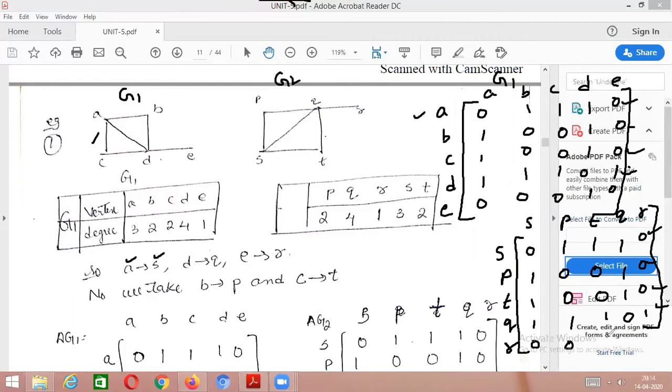No, 0. Next, R2Q, is there an edge? Yes, 1. R2R, is there an edge? No, 0. So now check it. The adjacency matrices of the first graph and the second graph are the same.